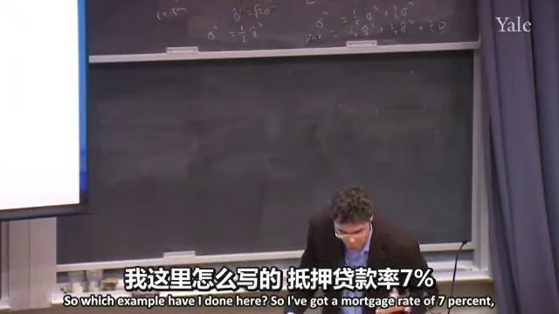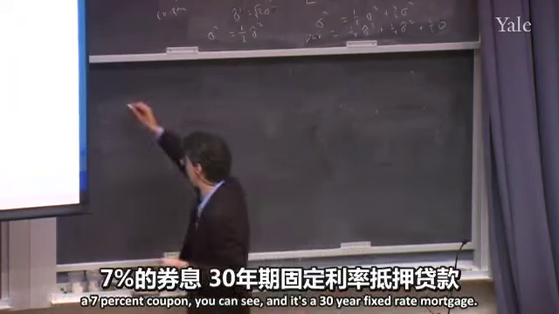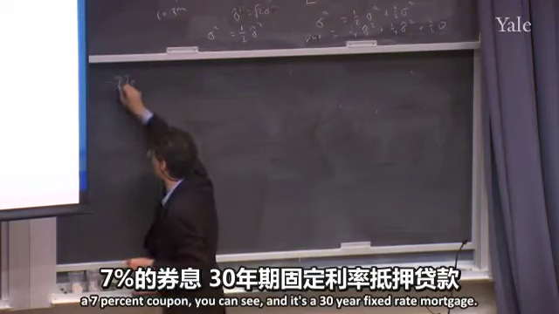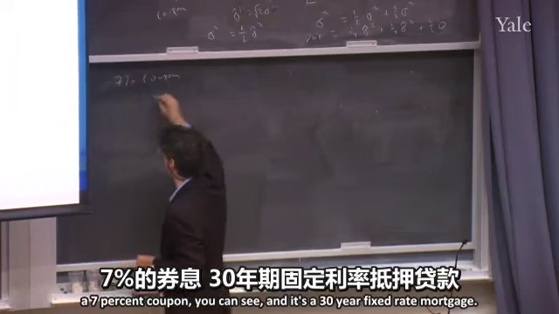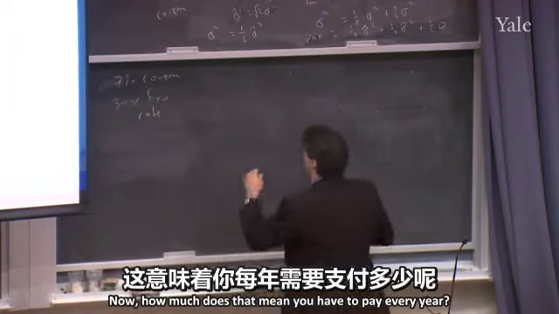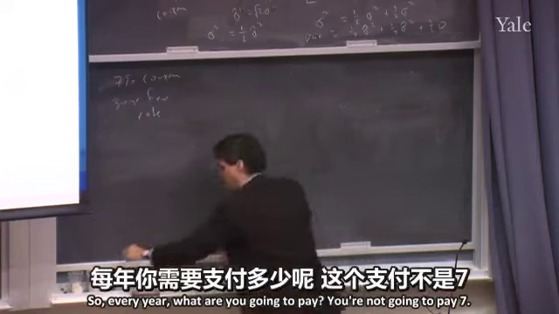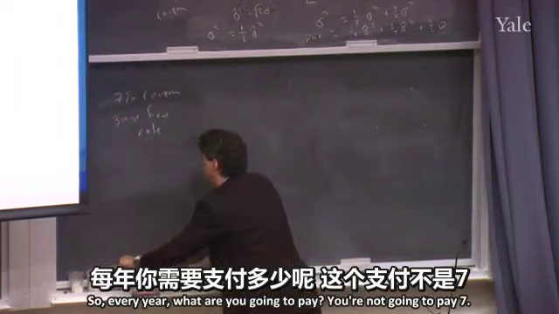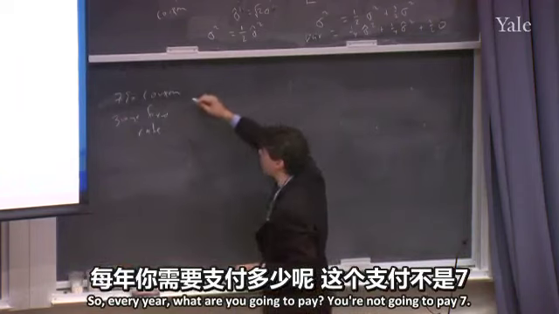Okay, so I've got a mortgage rate of 7%. 7% coupon, you can see. And it's a 30-year fixed rate mortgage. Now how much does that mean you have to pay every year? So every year, what are you going to pay? You're not going to pay 7.